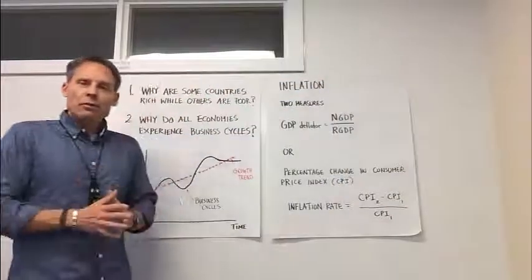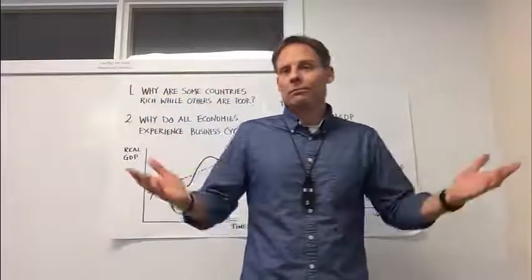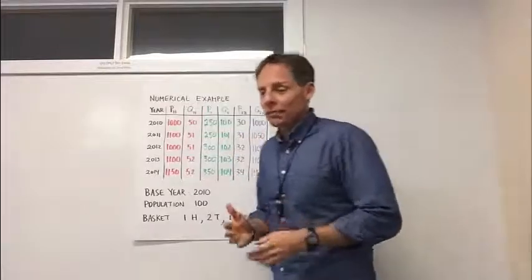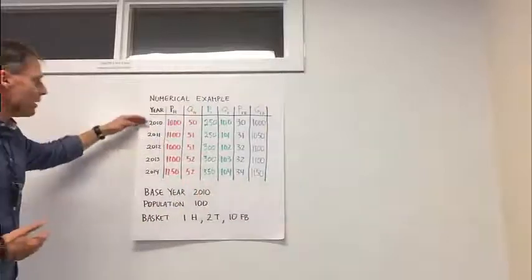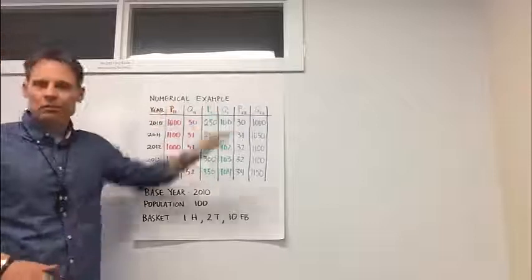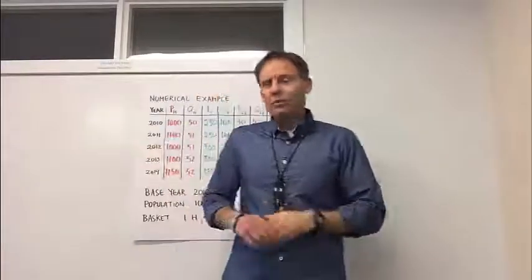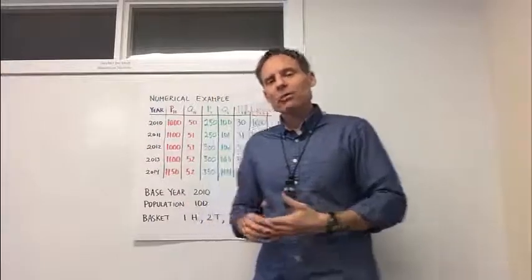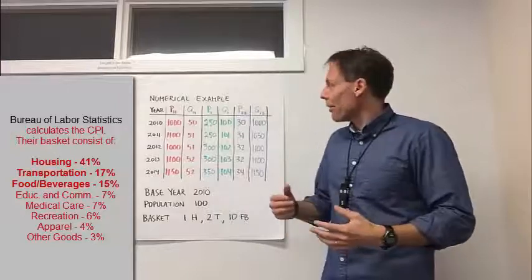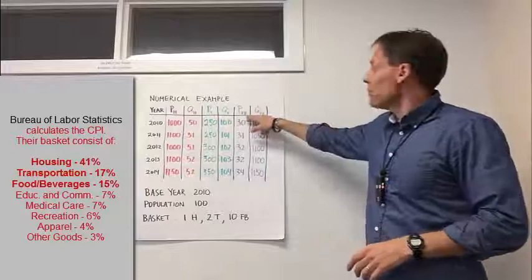All right. So what we want to do now is just do a numerical example to explore all these concepts. Okay, here's our numerical example. We're going to look at 5 years, 2010 to 2014, and we're going to look at 3 different kinds of goods. When you look at the Consumer Price Index, which is calculated by the Bureau of Labor Statistics, they have several categories, but the 3 biggest ones are housing, transportation, and food and beverages.